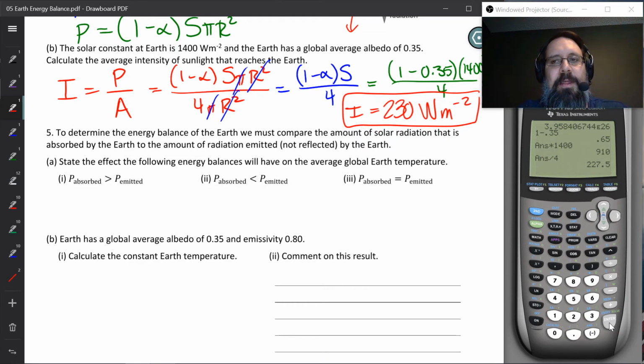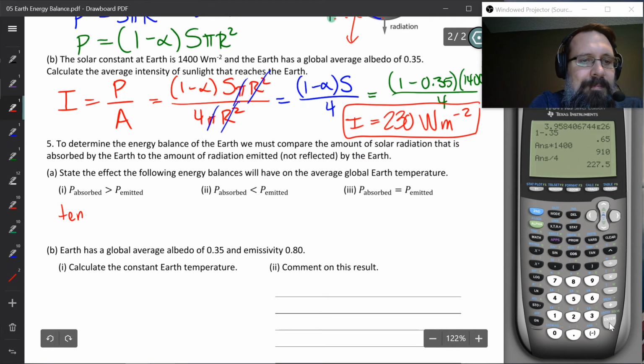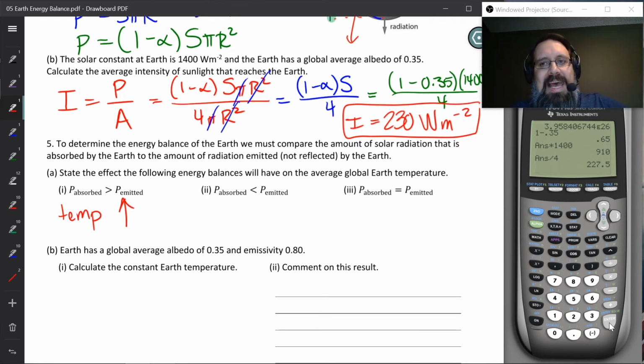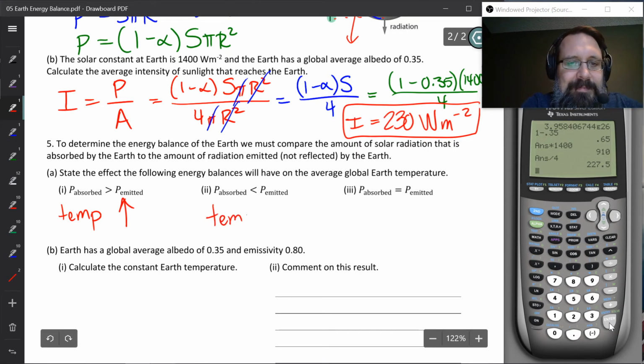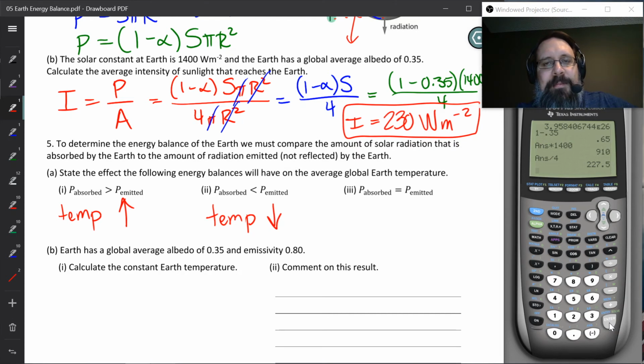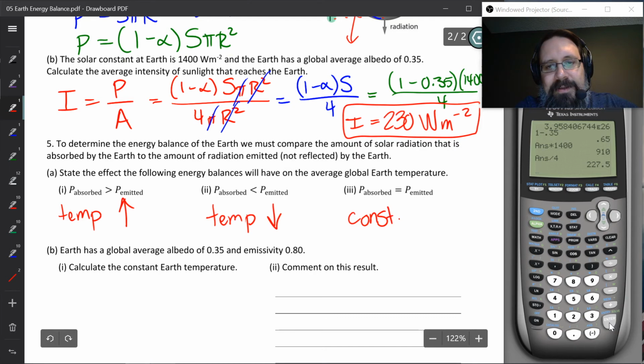So what happens if the Earth absorbs more energy than it emits? The temperature will increase. Temp goes up. What if we absorb less than we emit? The temperature decreases. And what if the amount of energy that the Earth absorbs is equal to the amount of energy that it's emitting? Temperature stays constant. Yep, we're going to have constant temperature.